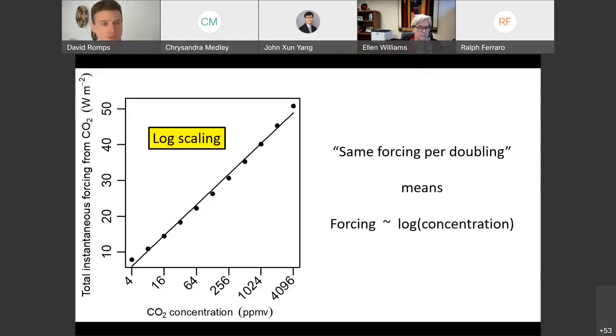And you can see that here because each circle on this plot is for a different factor of 2 concentration. The vertical distance between the dots is the forcing you get from a doubling, and it's the fact that the total forcing is linear in log of concentration that tells you that the vertical distance between the dots is fairly constant over this range of concentrations. So that's the equivalence between the statement we're trying to explore from the title of the talk and the total forcing being linear in log of the concentration.